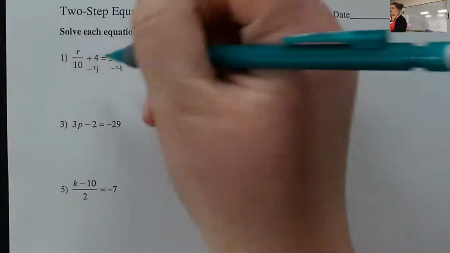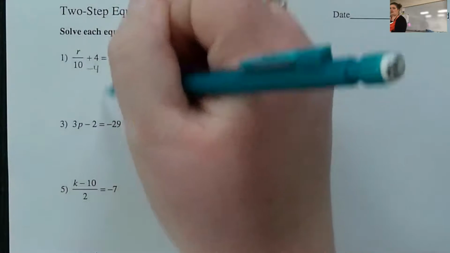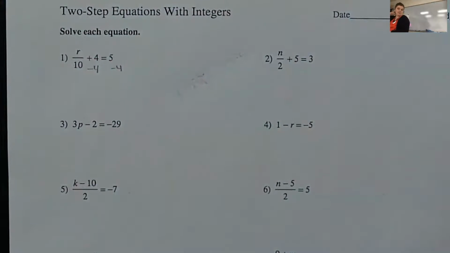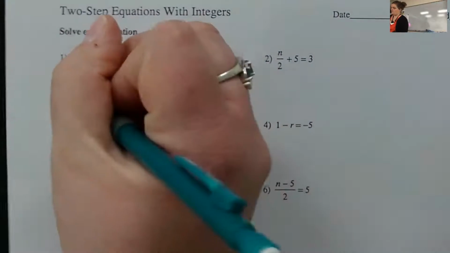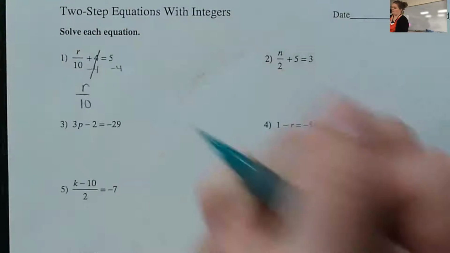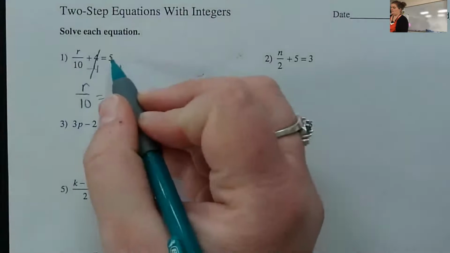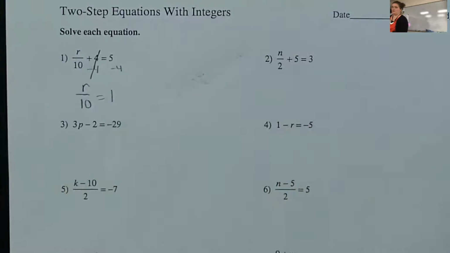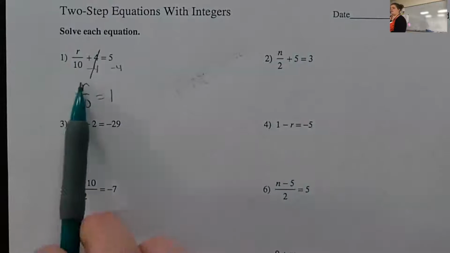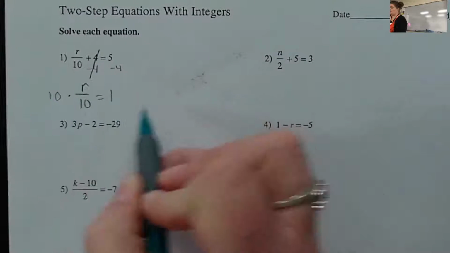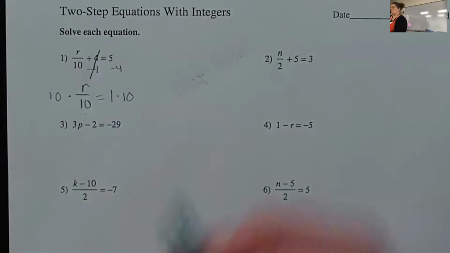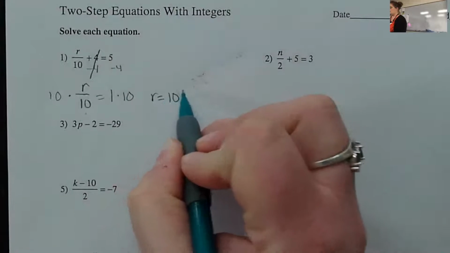Now, Mr. Kofed had you make little T-bars. You sure can if you want. You can put a bar in there where the equal sign is. That's perfectly fine. Okay, a positive 4 and a negative 4 cancel each other out. So I'm still left with r over 10. Haven't done anything with that. Now I have equals 5 minus 4, which is 1. What's r and 10 doing together? That's dividing. What's the opposite of dividing? Multiplying. I'm going to multiply by 10 on both sides. So r equals 10.